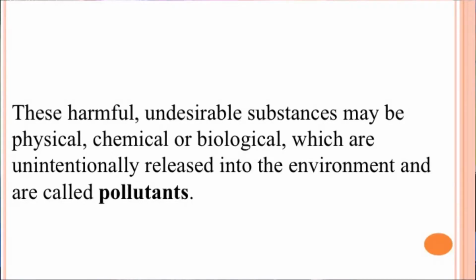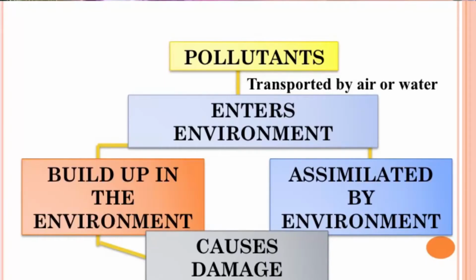As I have said before, pollution is the addition of unwanted and harmful substances into the environment, thereby not only causing health hazards, but also causing harm to our agriculture and livestock. So, the most important thing that comes to our mind is, what are these unwanted harmful substances that are so dangerous for our environment? Well, these harmful, undesirable substances may be physical, chemical or biological, which are unintentionally released into the environment, and these are called pollutants.